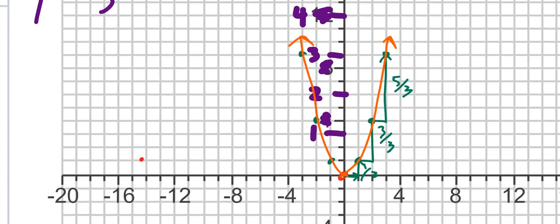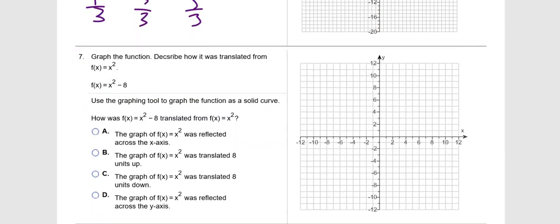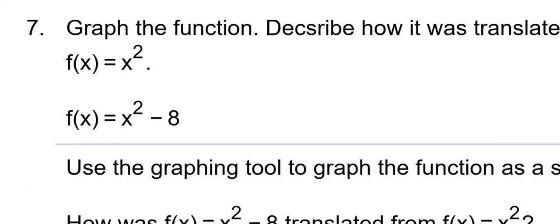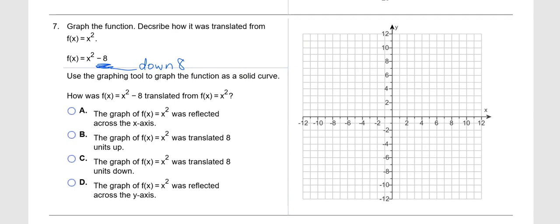Any questions about what we're doing with the 1A, 3A, 5A? Okay, now, what about this one? Question 7. What is going on right here? You need to describe it to me. Down 8. A, B, C, or D? B is not correct. It says up. C is correct. It says down 8.